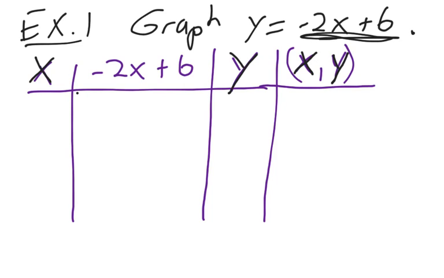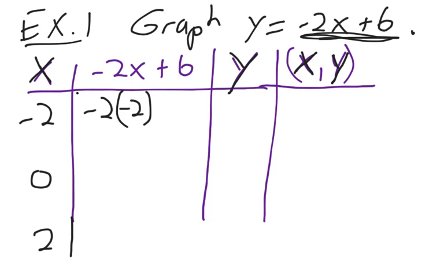Alright, now that you have your table set up, let's go ahead and choose the values I asked you to plug in. So let's try negative 2, 0, and 2. Make sure you have some space in between those because we need to show some work. So I'm going to plug in negative 2. I'm plugging in a negative 2 for x, so I put it in parentheses: negative 2 plus 6.